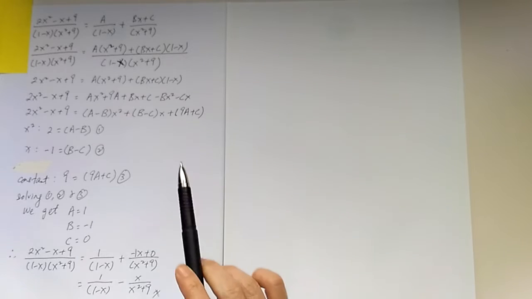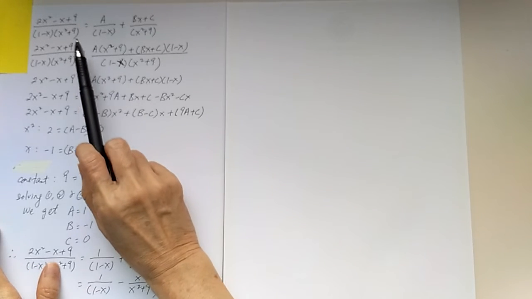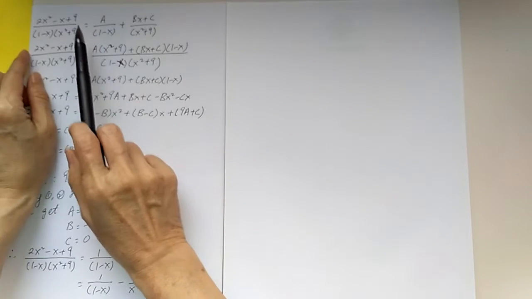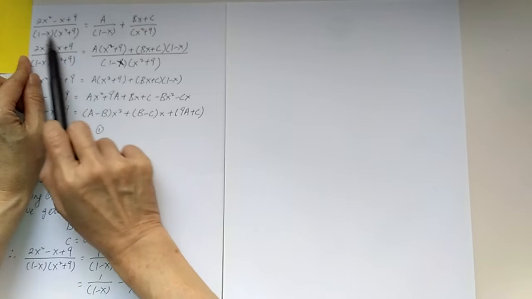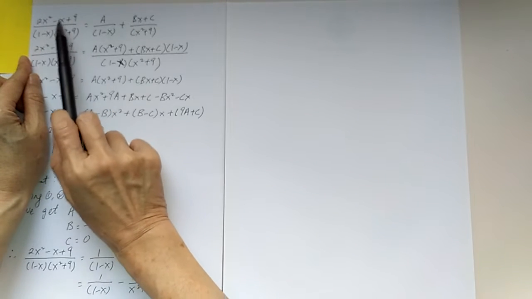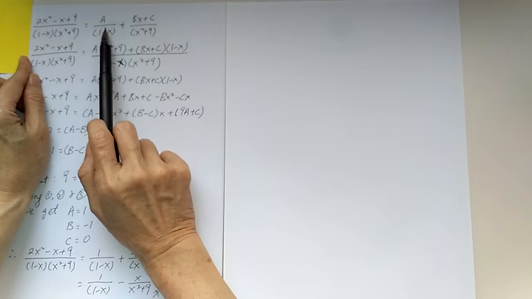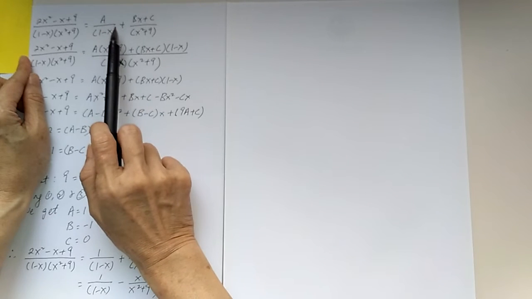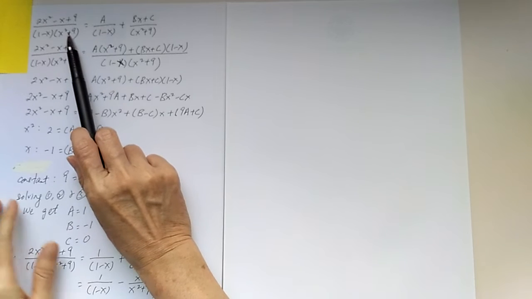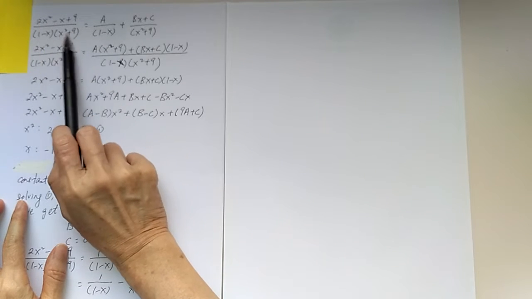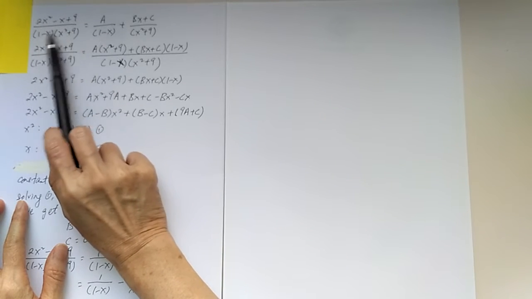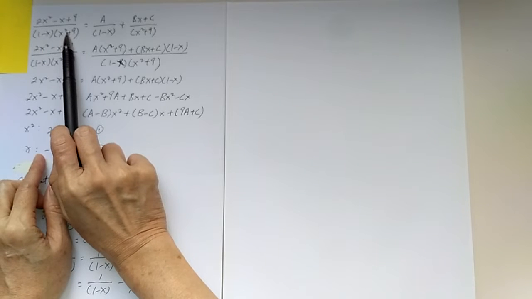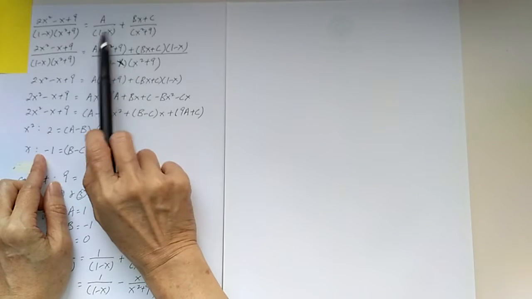Okay, I'm going to show you how to do partial fractions. That means how to break down this fraction into a few simple fractions, simple form of fraction. Like, for example, this one, you look at the denominator. There are two factors here, so we can break down into two.